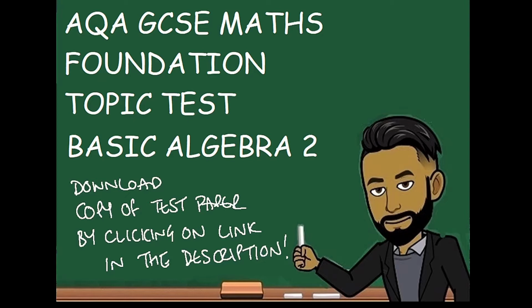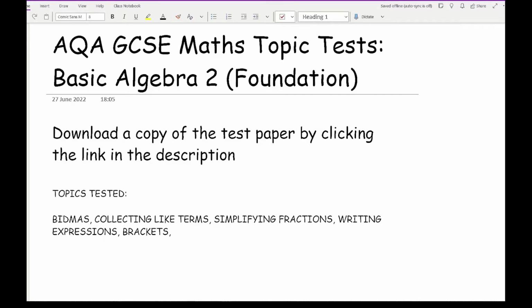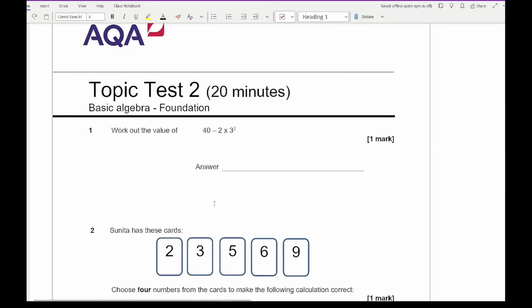go through the answers. Now before we get started working through these questions, there is no indication about whether these questions are non-calculator or calculator questions. However, with algebra it can easily appear on both papers, so it's worth making sure that you're able to do these without a calculator, even though secretly you may be using one. So let's get started on question 1.